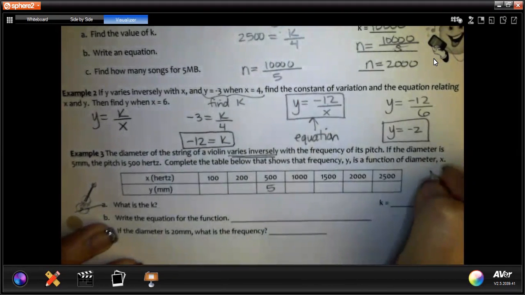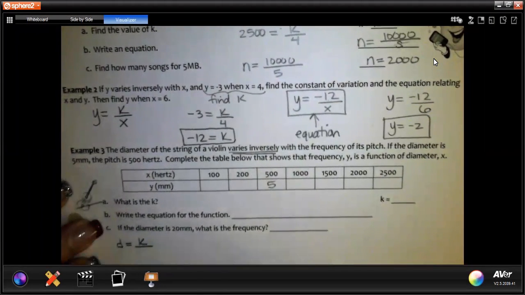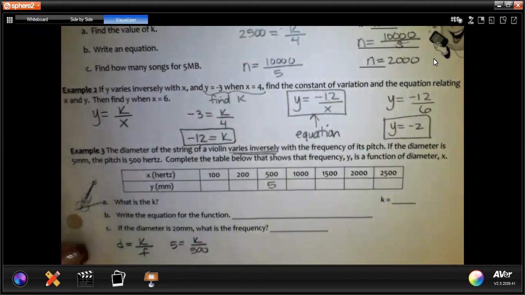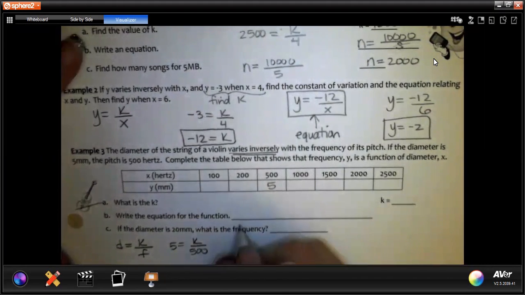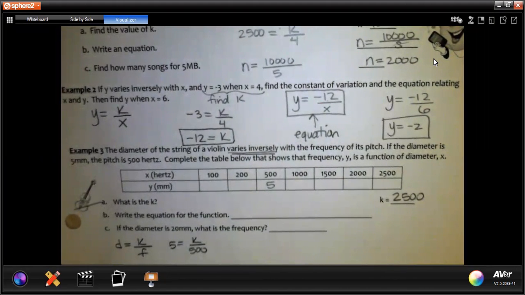So our diameter, I'll go ahead and write down here, our diameter is some constant divided by our frequency. So we get 5 is equal to some constant over 500. Now again, to solve for that constant, you multiply. So you're going to multiply 5 times 500. And so our constant is 2,500.